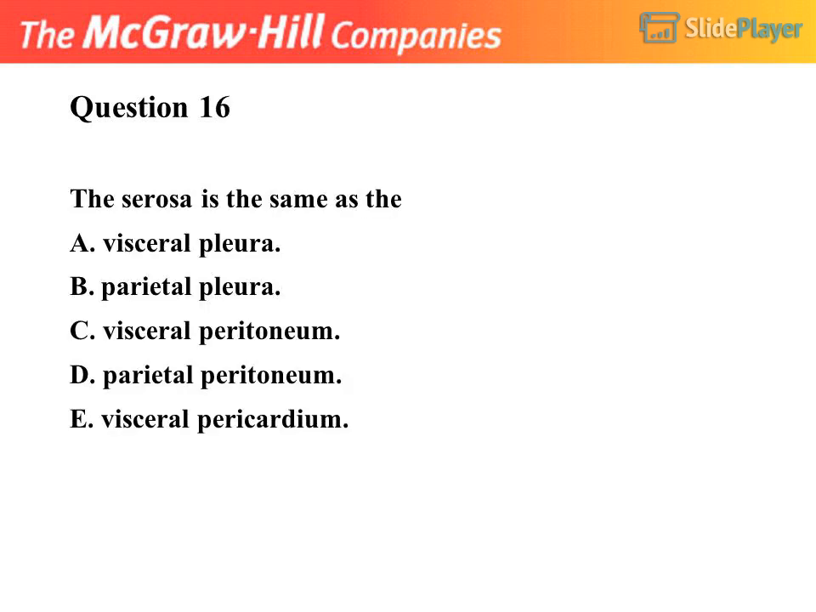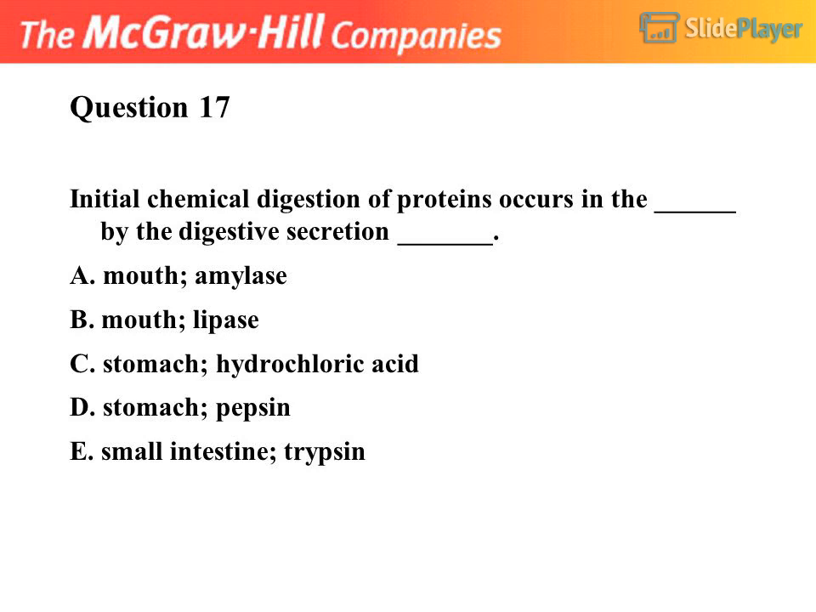Question 16. The serosa is the same as the A. Visceral pleura. B. Parietal pleura. C. Visceral peritoneum. D. Parietal peritoneum. E. Visceral pericardium.